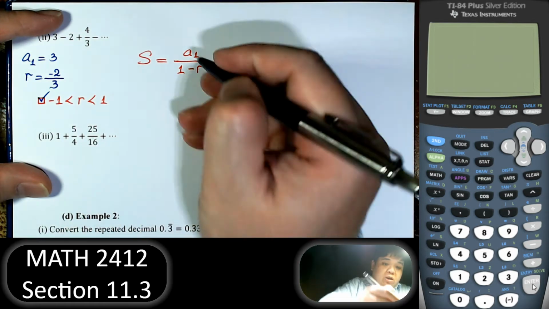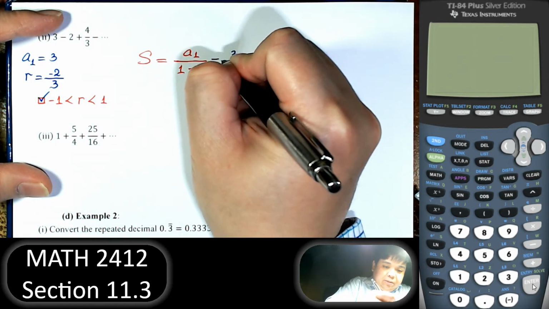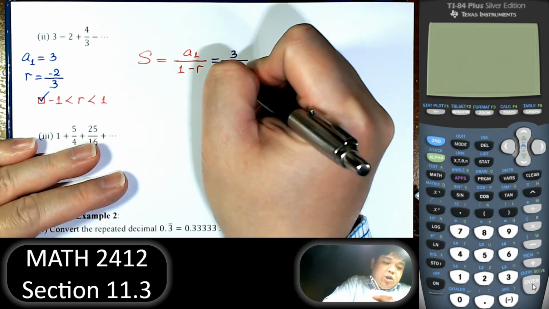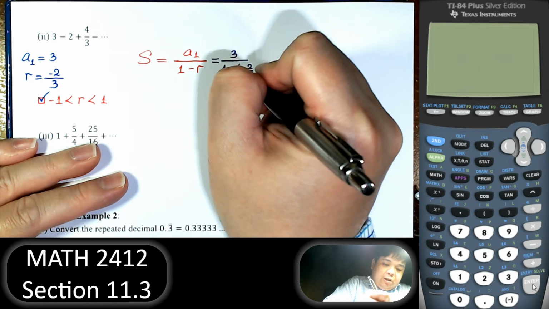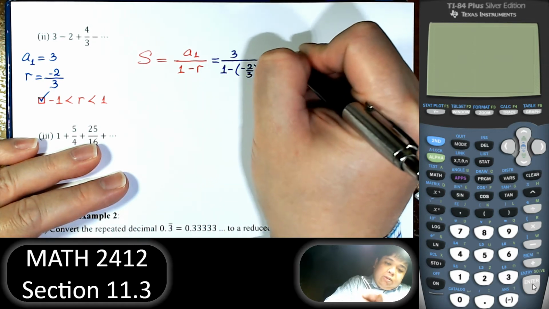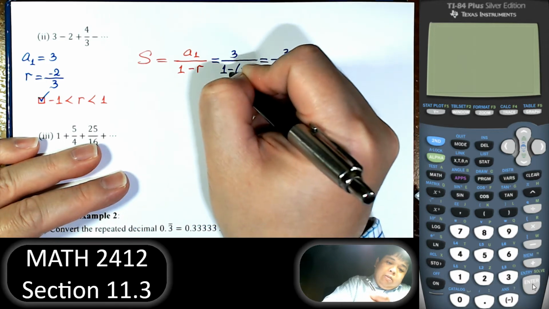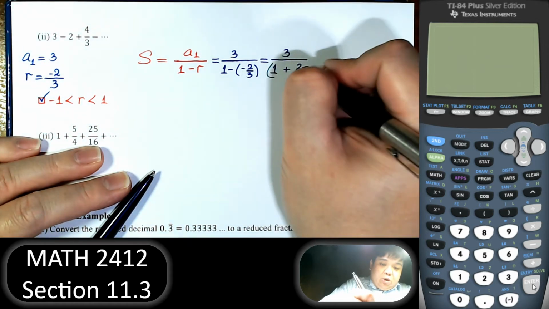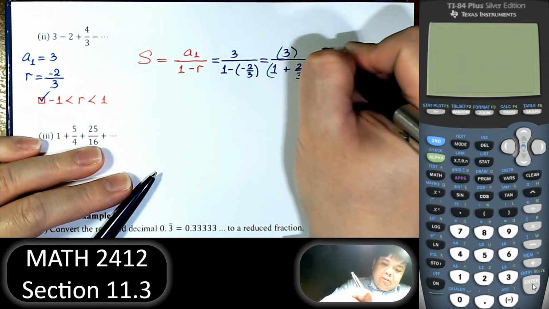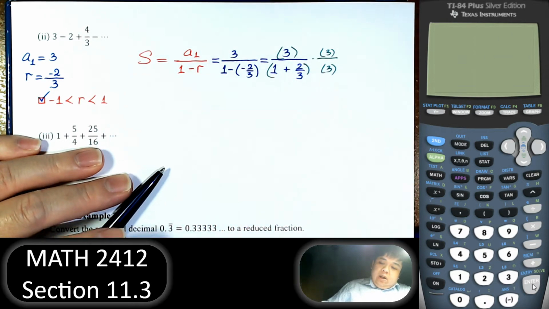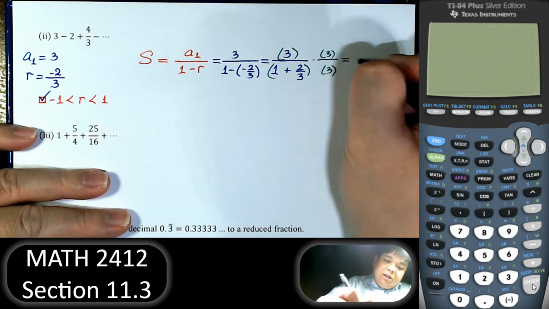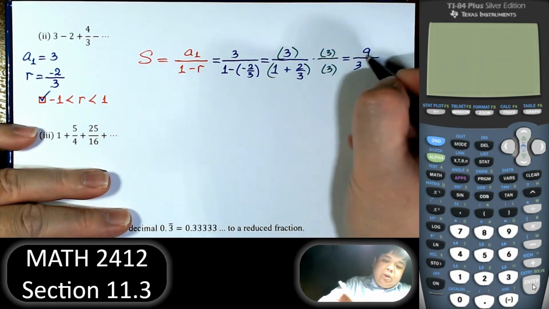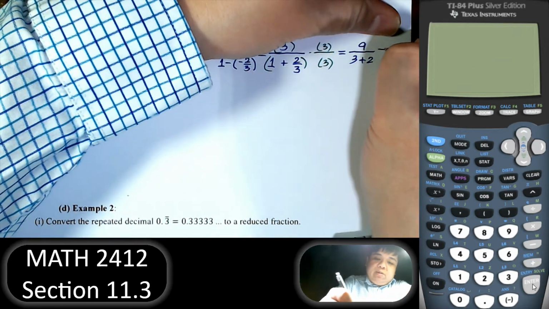The first term is 3. The common ratio is -2/3. So 3 over 1 minus a negative, that's a plus 2/3. So what I do is multiply top and bottom by 3. So I will have 9 on the top. 3 times 1 is 3. 3 and 2/3 times 3 gives 3 plus 2, which is 5. So I have 9/5.